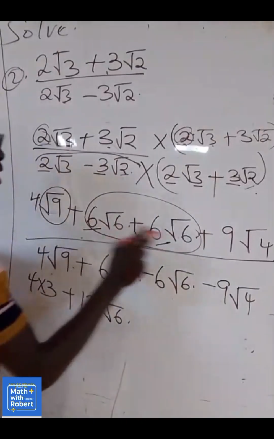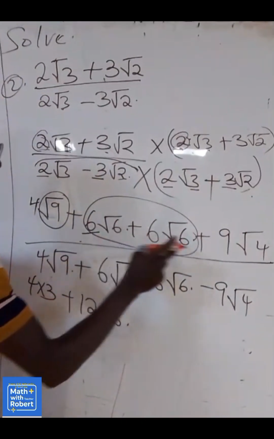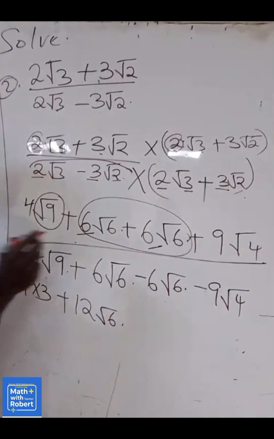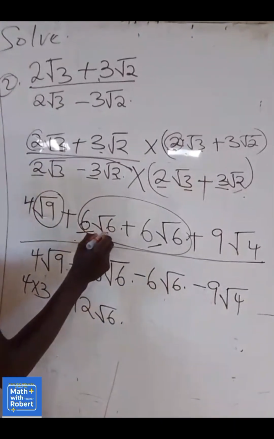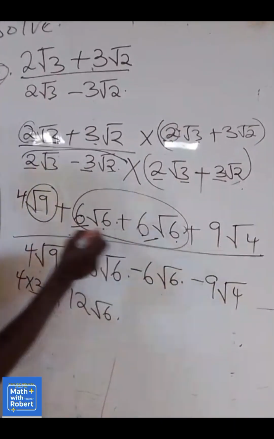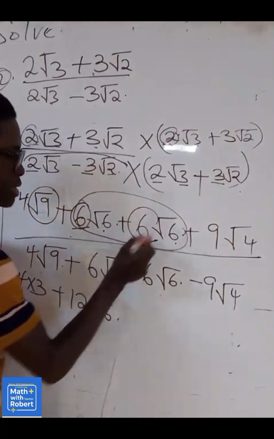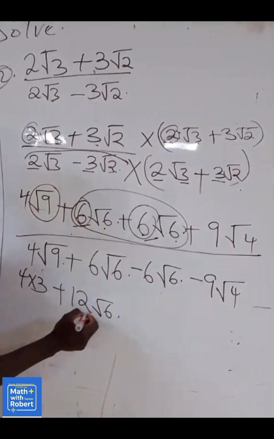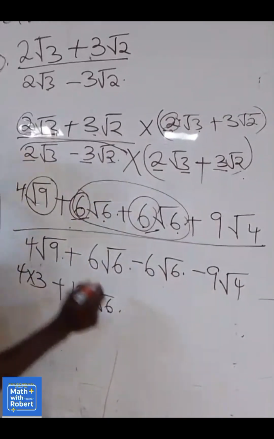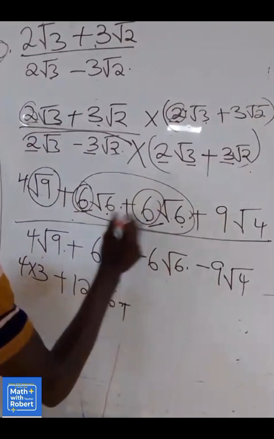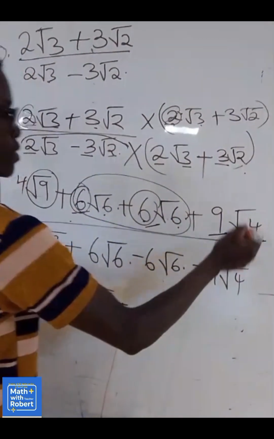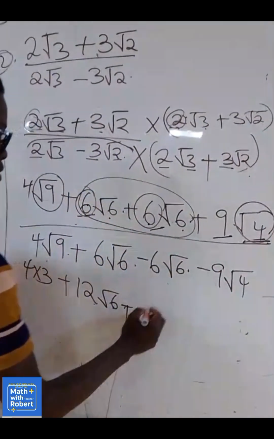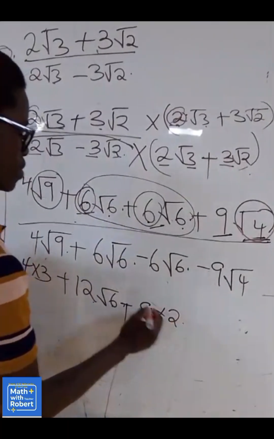Remember, we don't add inside the surds. In addition, we add only values that are outside the surds. So this is 6 surd 6 plus 6 surd 6. So we only add 6 plus 6. Then we pick one value here, then it is 2 surd 6. Plus this 9 surd 4. So 4 has a square root of 2, so we will replace this one with 2. That is 9 times 2.